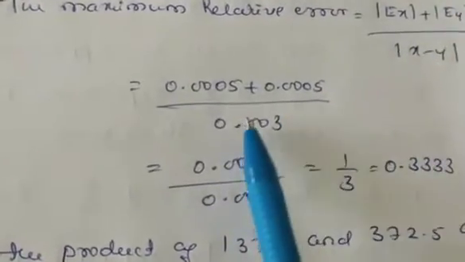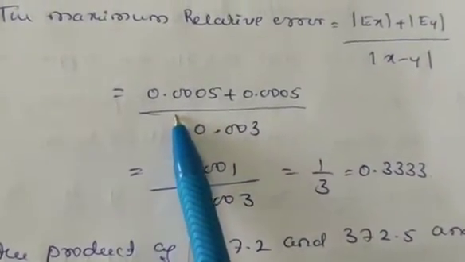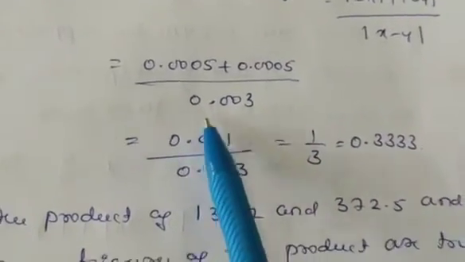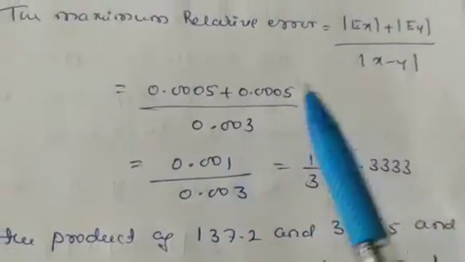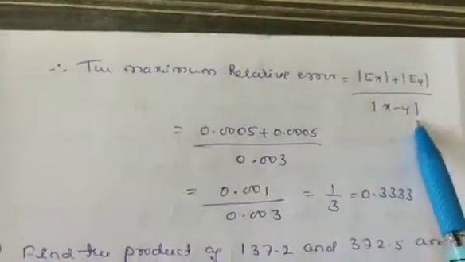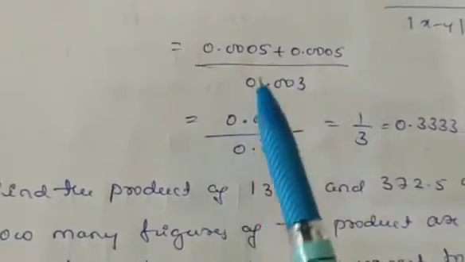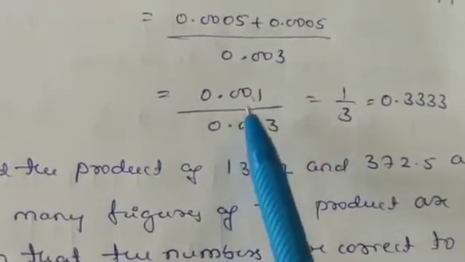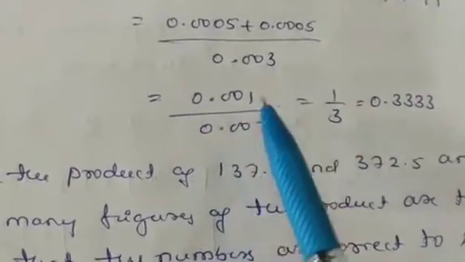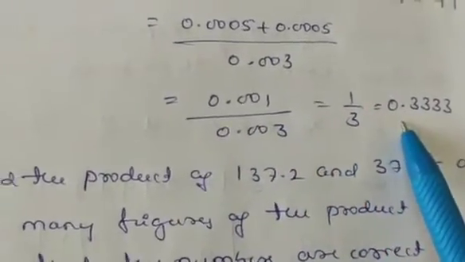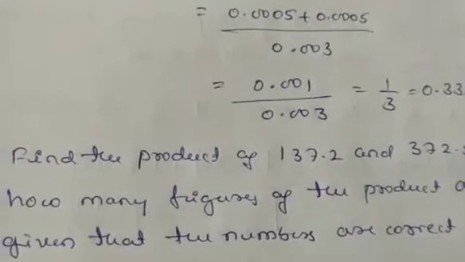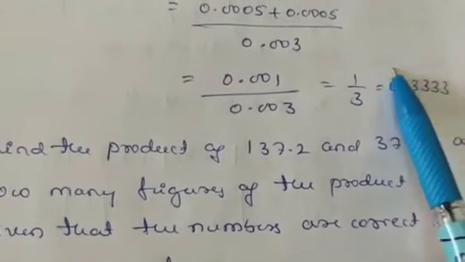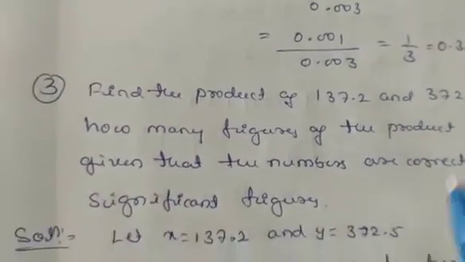Therefore the maximum relative error is equal to mod ex plus mod ey divided by mod of x minus y. So it is equal to 0.0005 plus 0.0005 divided by 0.003, the difference of x and y. After adding these two, we get 0.001 divided by 0.003. Both terms are the same, so these get cancelled. It is 1 by 3, which equals 0.33333, non-terminating recurring, so we will get 3 only. We can take only up to 4 decimal places.